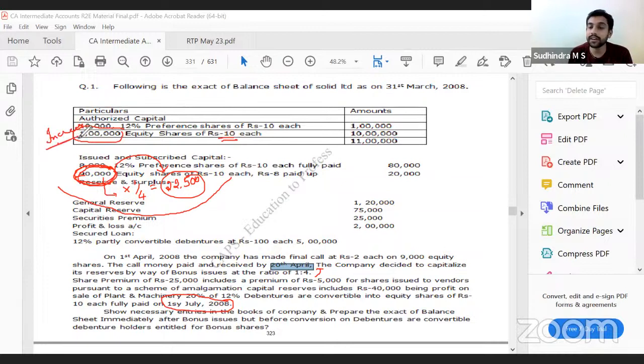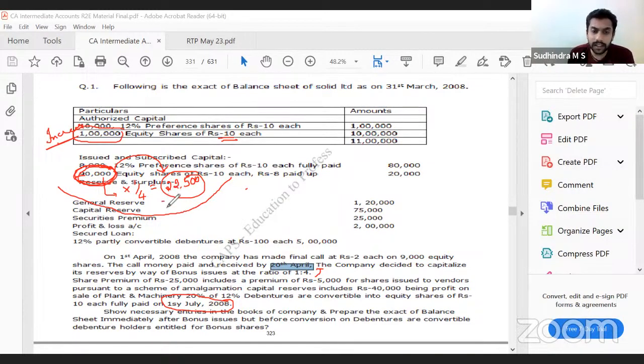What is the journal entry to increase the authorized capital? There is no entry. We have to just give a note for increase of authorized capital. When we are increasing the authorized capital, we have to also consider the convertible debentures that we will convert later. Now, what is the provision?